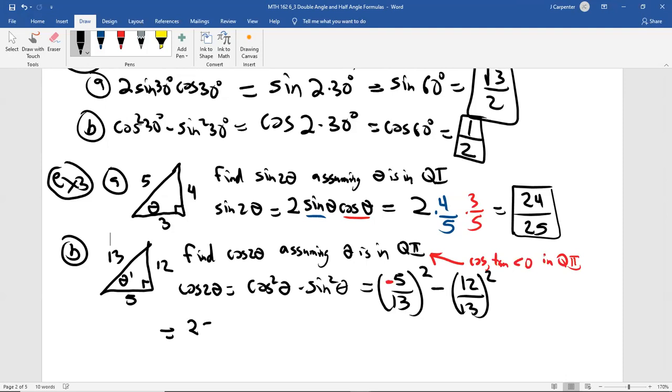-5 squared is +25. Then over 13 squared is 169. Then your minus symbol. 12 squared is 144. Over 13 squared is 169. 25 minus 144, I believe, is 119. Yes. Over 169, but the larger was negative, so the answer should be negative. So there we are.